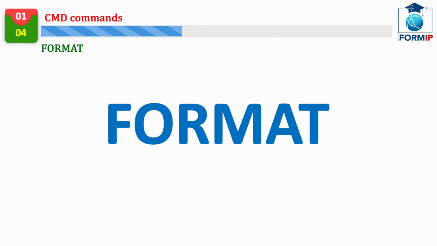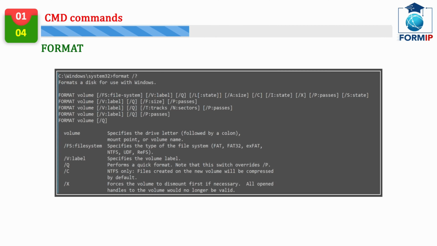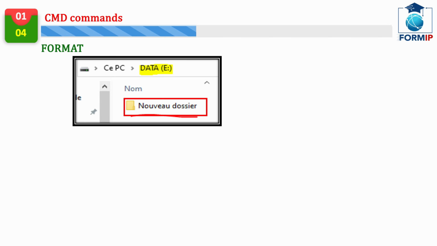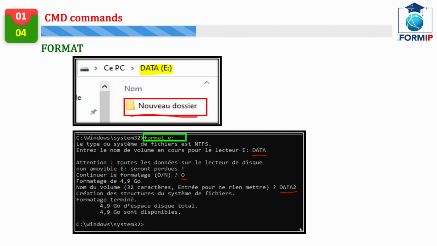Format. Let's move on to the format command that we have already seen in action when we were talking about the diskpart command. This command also allows you to create a new file system for a hard disk. If we create a new folder in the new 5 GB disk that we had created in the section on partitions, and if we run format E:, it will erase all the data after answering a list of questions.